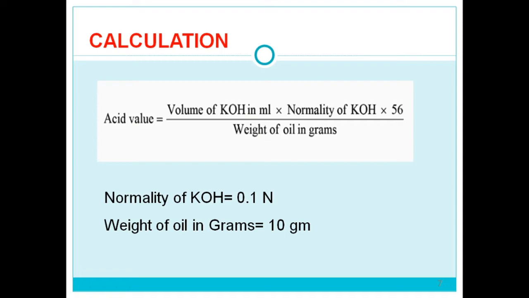Now see the calculation. Acid value is equal to the volume of KOH in ml multiplied by the normality of KOH, which is 0.1 normal, and 56 is the molecular weight. Potassium has 39, hydrogen has 1, and oxygen has 16, so the total will be 56, divided by the weight of oil in grams, which is 10 gram. So put the titrant value in the volume of KOH in ml, and you will get the acid value.